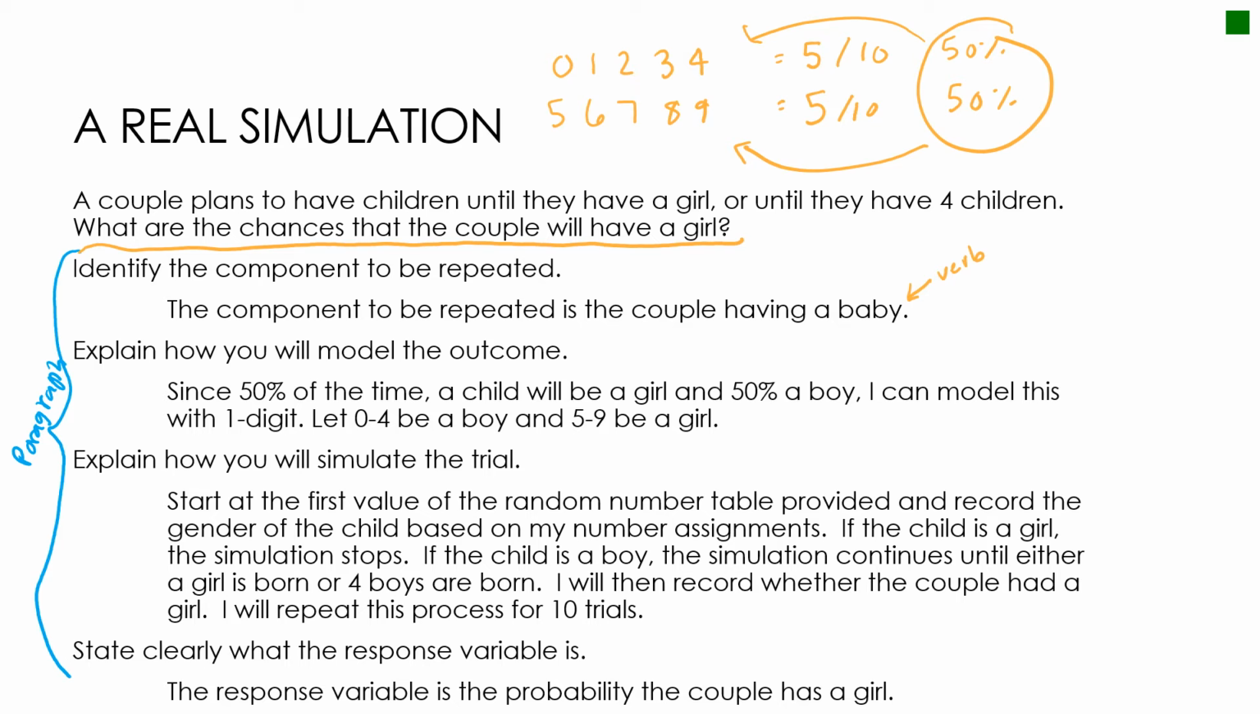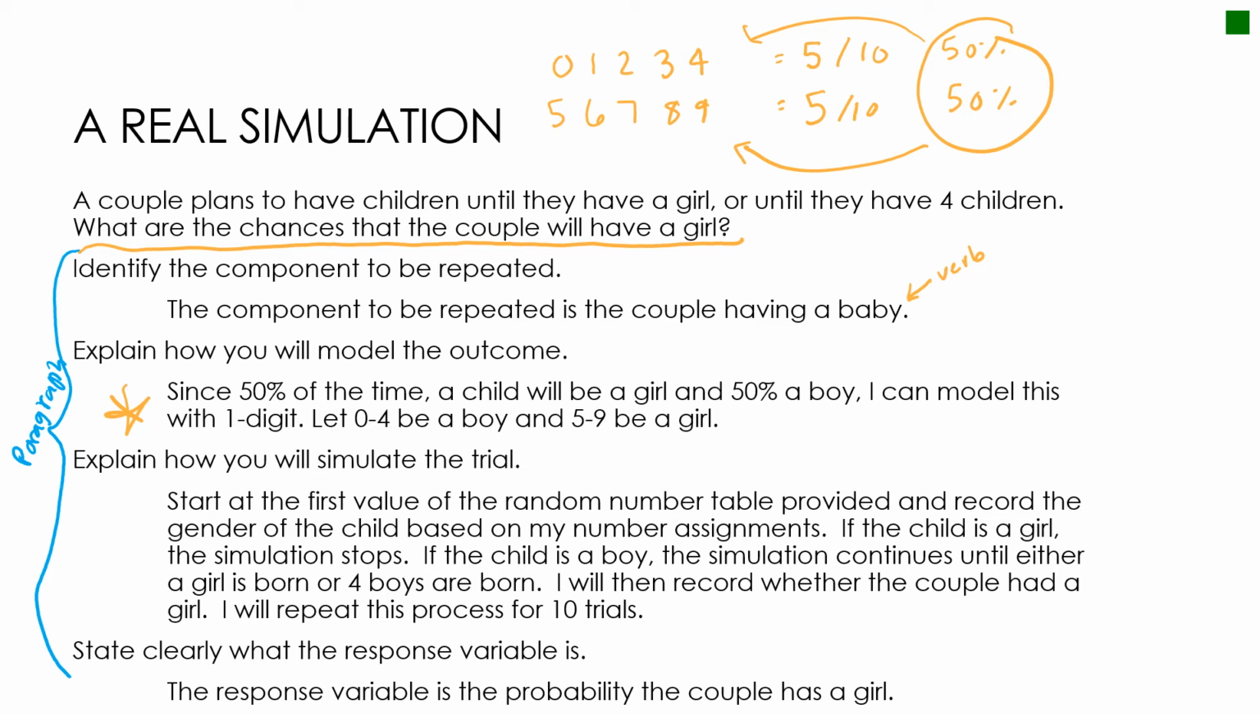Step 3, explain how you'll simulate the trial. This is the very involved one where I have to include a lot of things. So I'm going to say I'm going to start at the first value of the random number table provided and record the gender of the child based on my number assignments, which of course I've already given in this step. If the child is a girl, the simulation stops. If the child is a boy, the simulation continues until either a girl is born or 4 children are born. Either way, I will then record whether the couple had a girl.